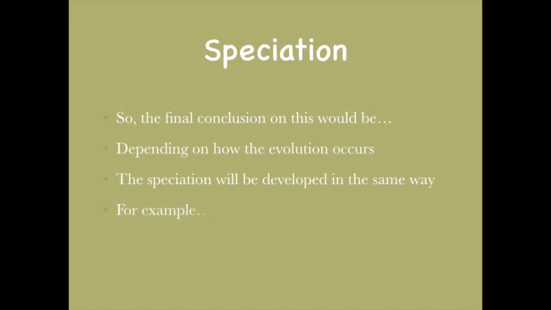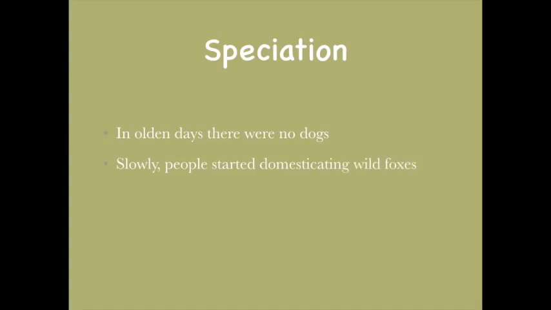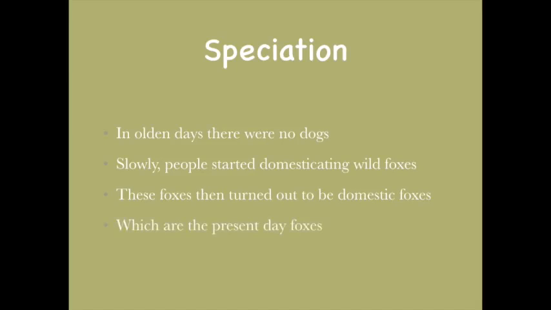For example, a dog which has evolved from a fox. In the olden days, far olden days, there wasn't any dog present. There were only foxes. Some were very wild, some were not so wild. So people slowly started domesticating those not-so-wild foxes. And these turned out to be domestic foxes, which are the present-day dogs.